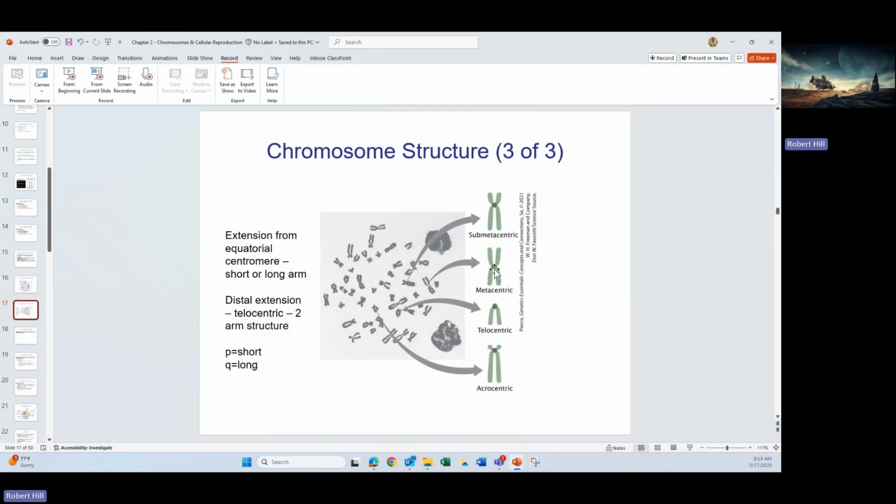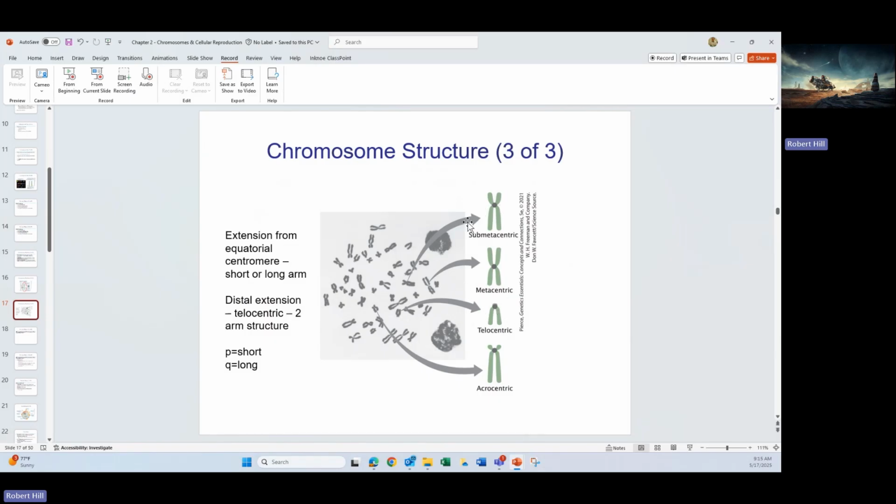Metacentric is in the middle, right? Submetacentric is like that three-quarter way part. Acrocentric is really far along the chromosome, so you have these little buds that protrude from the top. And telocentric, you have only two arms, right? So it's a very distal, which means far, very distal extension of the centromere that only provides two arms.